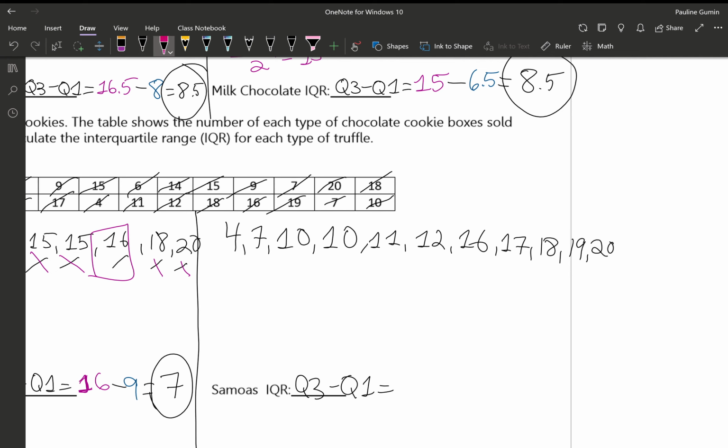Okay. All right, let's find the median. Cross one off from each side. And it's 12. Now let's find Q3 by finding the median of our right side. 18.